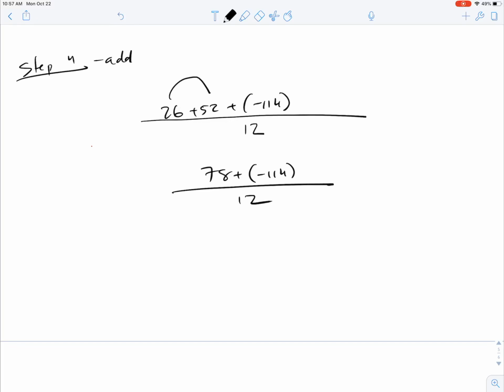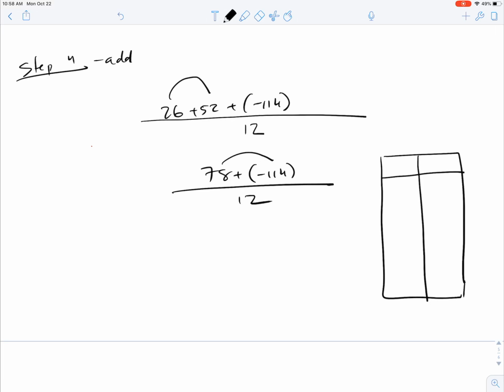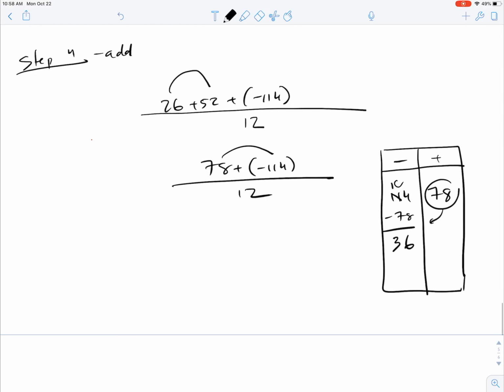Now I have one negative and one positive, so I'm going to use my integer box, because this is what helps me add integers, and I urge you to do the same. Here's my negative, here's my positive. The 78 goes into the positive box, the negative goes to the negative box. I take the smaller number, move it over, and take the difference, which gives me 36. Since it's in the negative box, my number is negative 36 over 12.